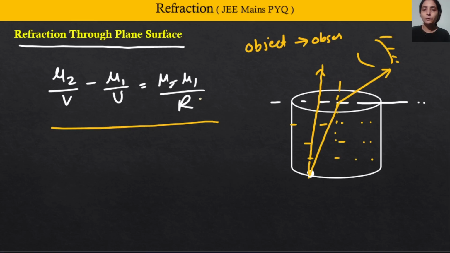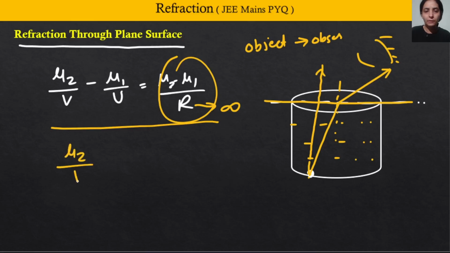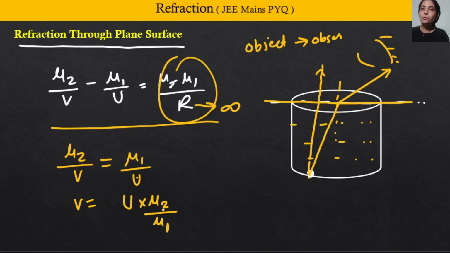So यहाँ पे देखो, यहाँ पे क्या हो रहा है, refraction एक plane surface से हो रहा है, और plane surface का R क्या होता है, infinity, तो ये term क्या हो जाएगा, zero। सो mu2 by v is equal to how much, mu1 by u. Now what will be v? So v will be equal to u into mu2 by mu1. Now mu2 is what? Mu2 is the refractive index of the media in which refracted light is, again same thing, and mu1 is the refractive index of the media in which incident light is.